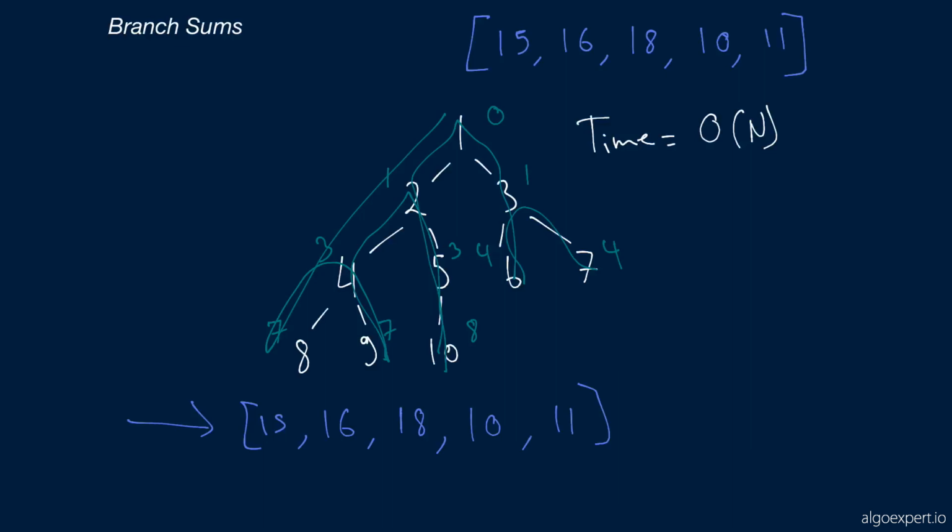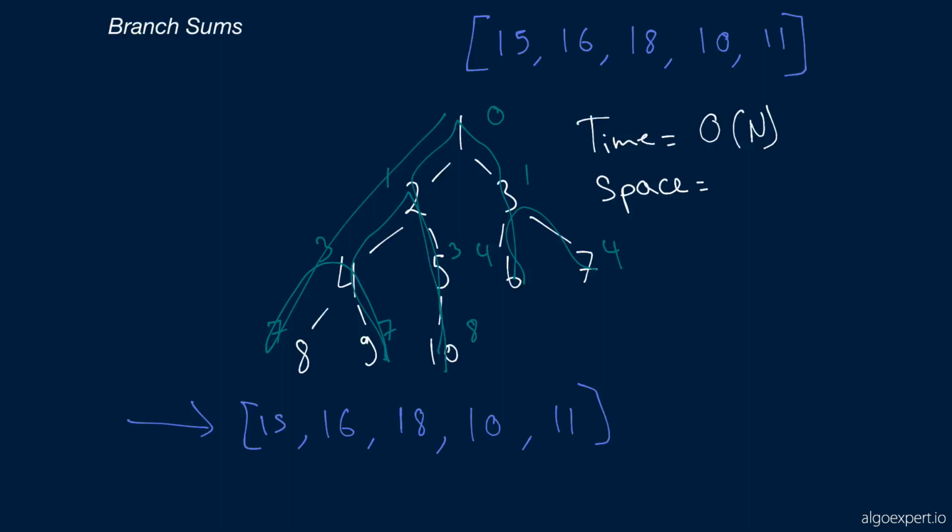Or n times in total, because we're visiting n nodes. So that's why we have a time complexity of O(n). Now the space complexity is a little bit more complicated. It's more complicated because it's affected by two things.